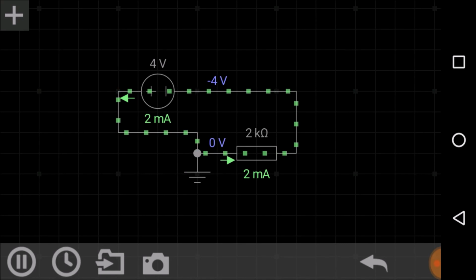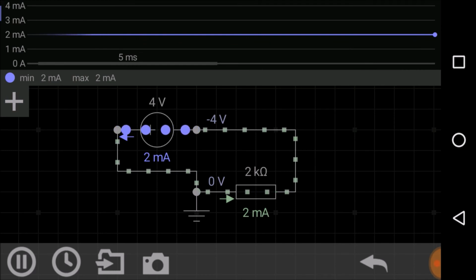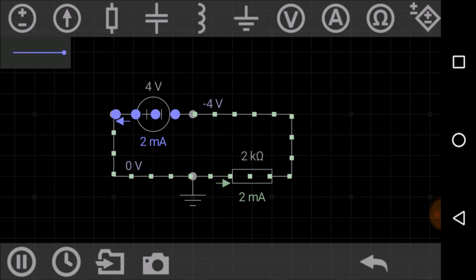You can see the waveform. It is showing that the current is 2 milliampere. It is a constant value of current, so it is not varying. Okay, so this was all about the simulation of Ohm's law. I think it's clear. So in the next video, we will see many other complex circuits and we'll understand the concept behind these circuits.